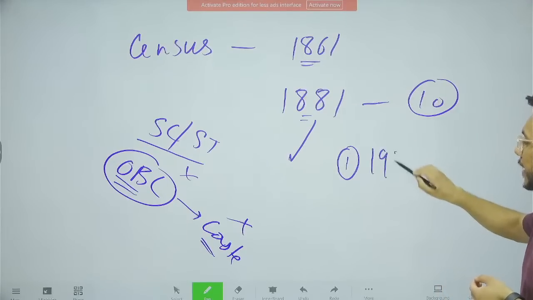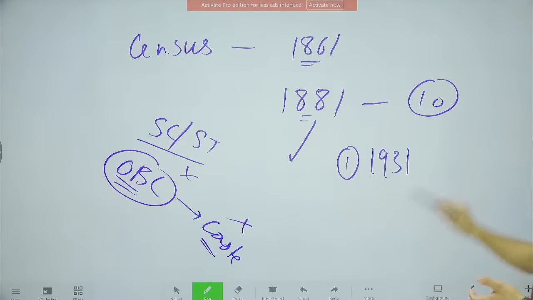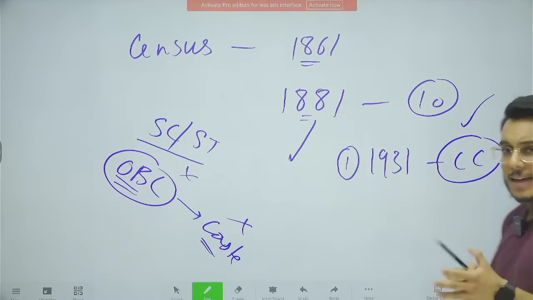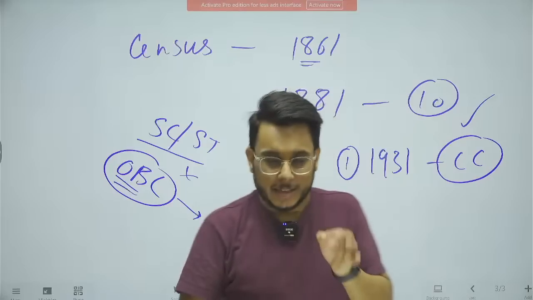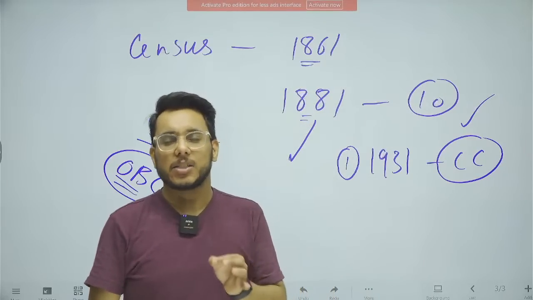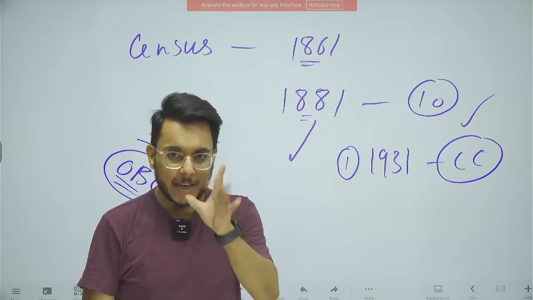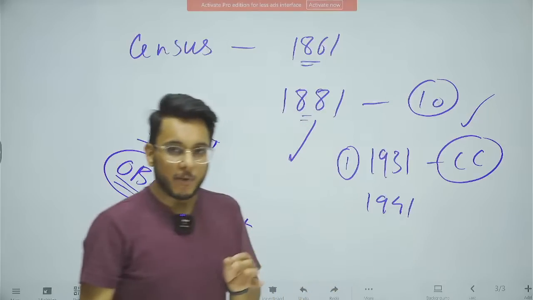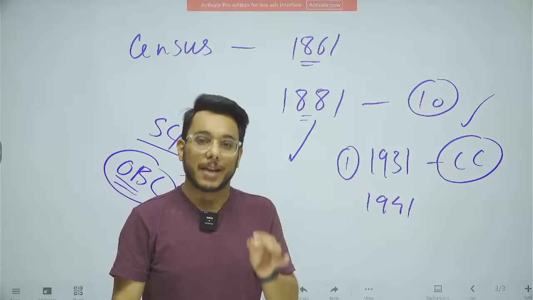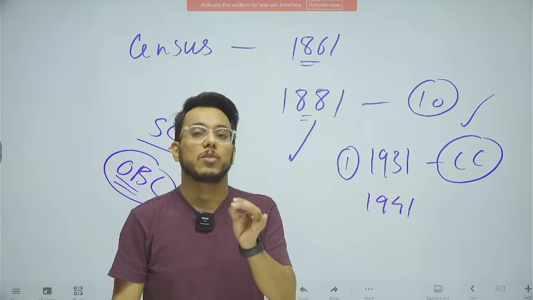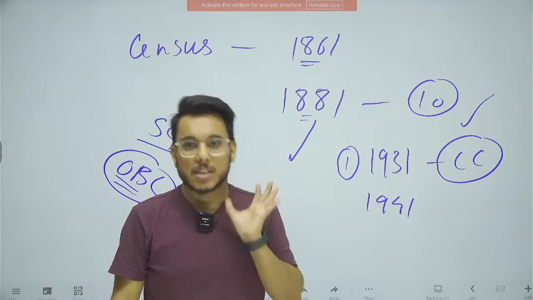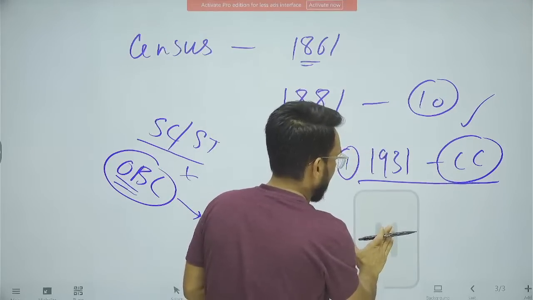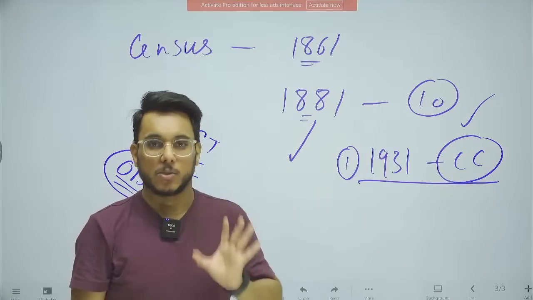Till 1931, caste census dedicatedly was carried out by the Britishers. After 1931, caste census got discontinued. One thing I want to tell you, even in 1941, the information about caste was collected, but the information was not released. So the last caste census that happened in India was in 1931, and post 1931 caste census is not being conducted.